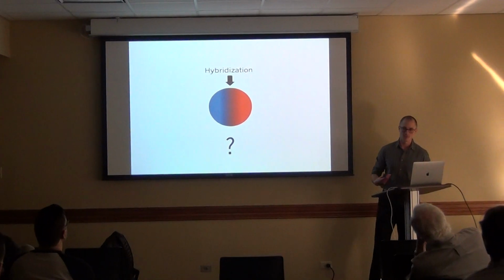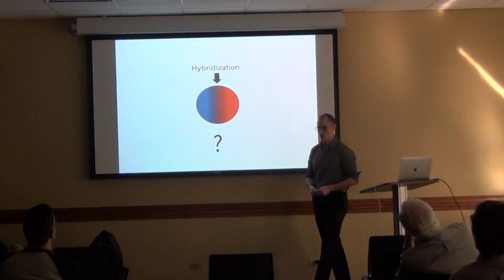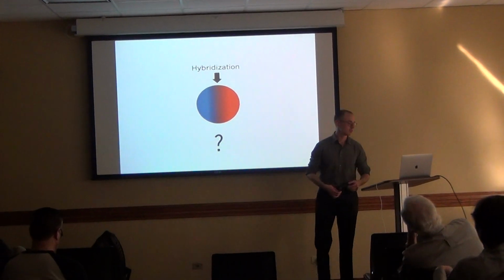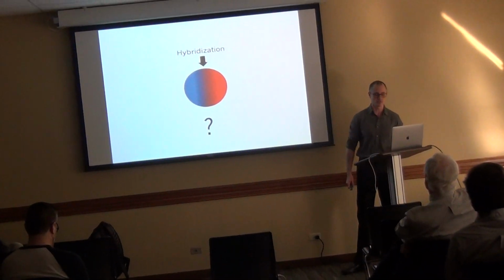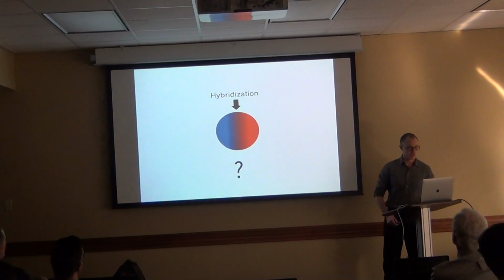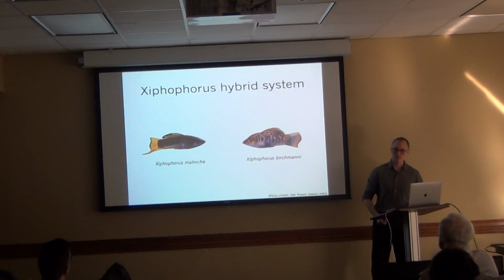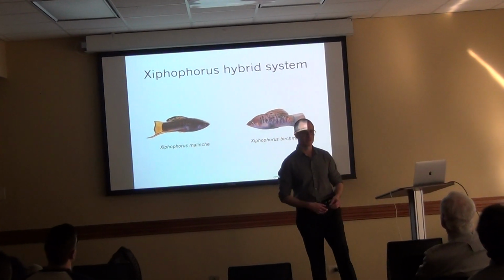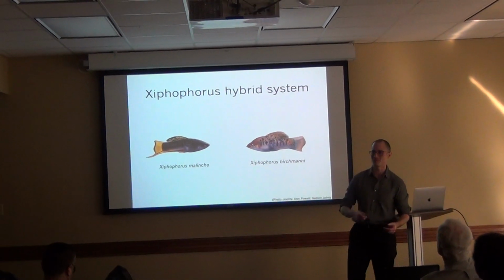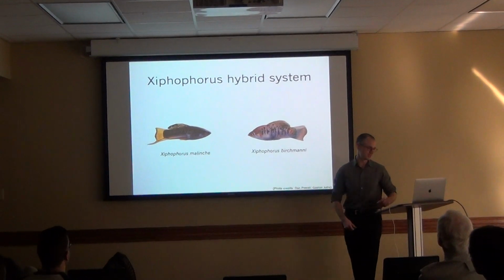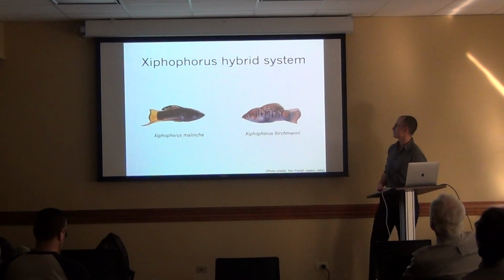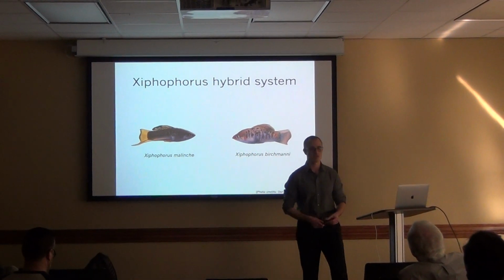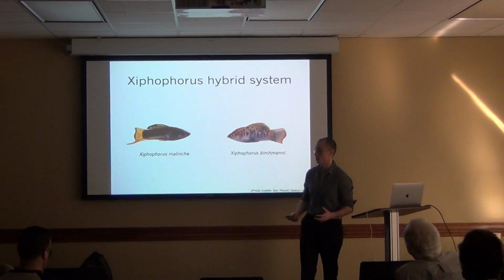And the goal of my project is to understand what's the consequence of hybridization at the genomic level and morphological level. So I'm going to explain you some of the consequences using this charismatic model that Gil has been using for years and years. So we have two swordtail species that live endemically in Mexico, in quite part of Mexico.